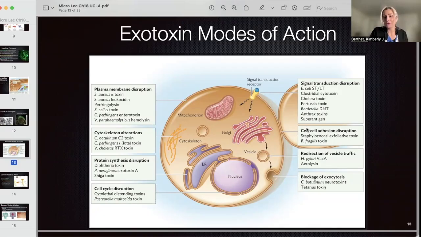What other ones do I want to cover here? It can alter signal transduction. So we have receptors on the outside of the cell. They can communicate all the way down to the nucleus and regulate DNA expression. So some toxins, some exotoxins can interfere with this process as well. I think those are a couple good ones to mention.